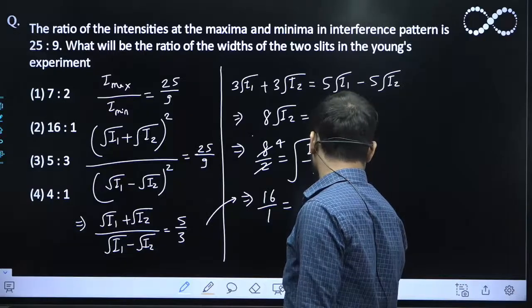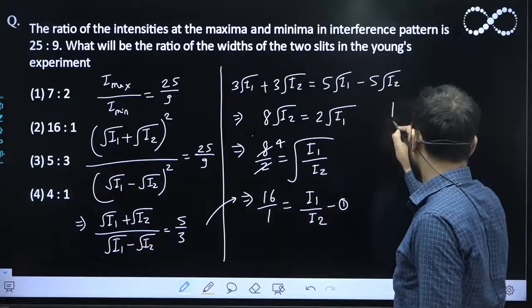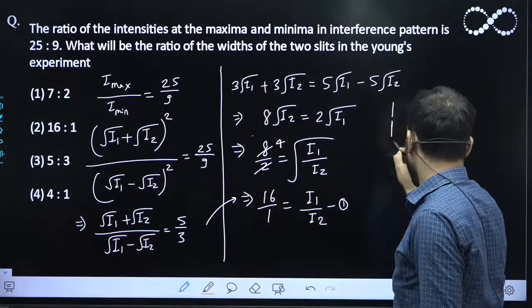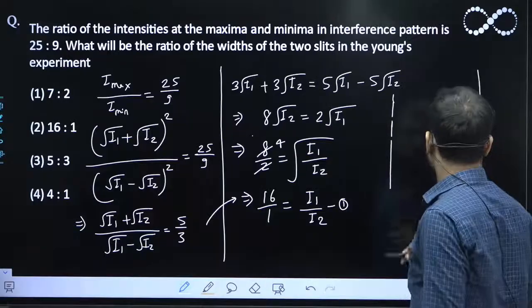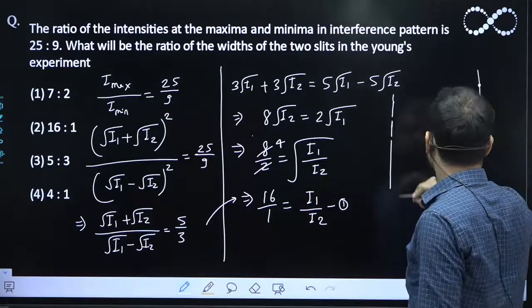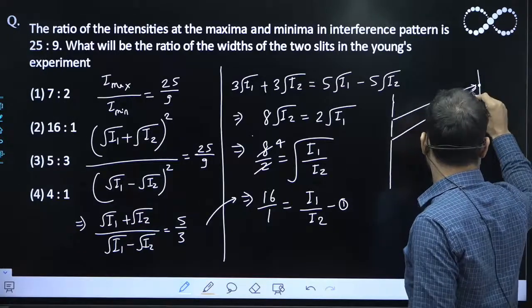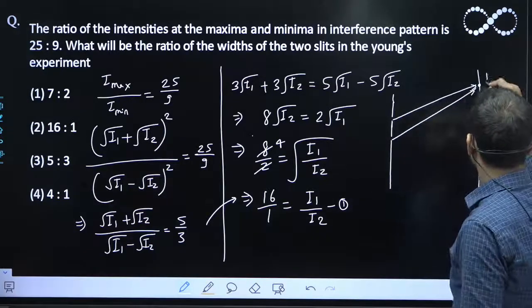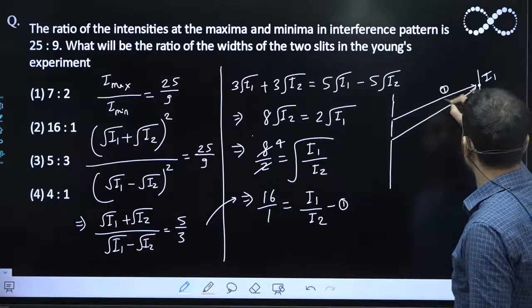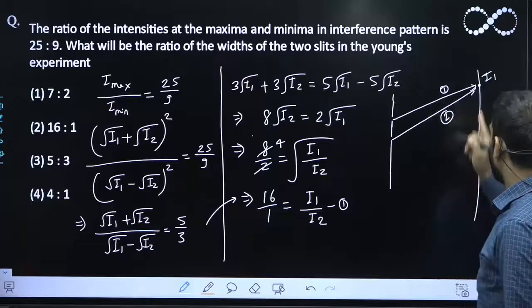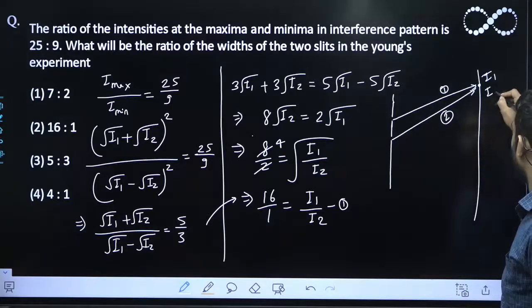Okay, so let us call this equation 1. So what is happening here? Suppose the Young's double slit experiment is happening like this, and suppose this is the screen here. So at any point it is given, suppose light is reaching here, and light is reaching here like this. Suppose the intensity due to one slit is I1, and for the second slit the intensity is I2.